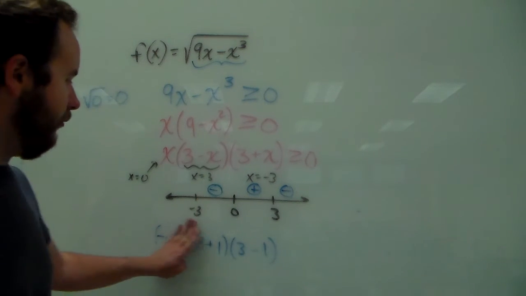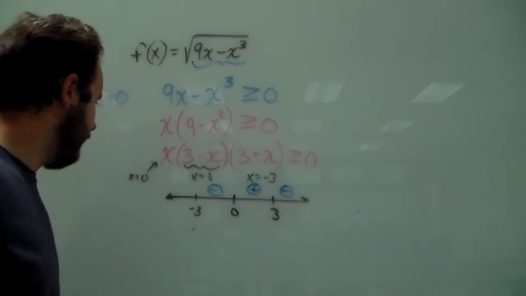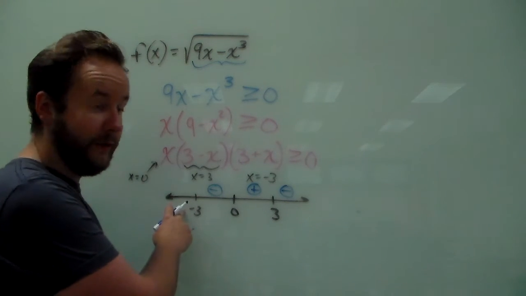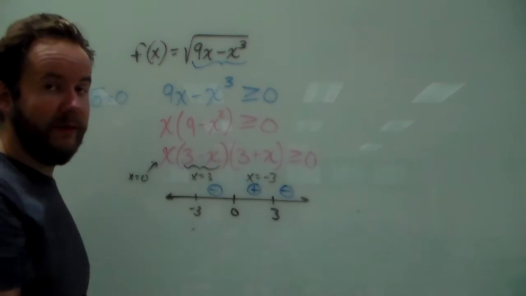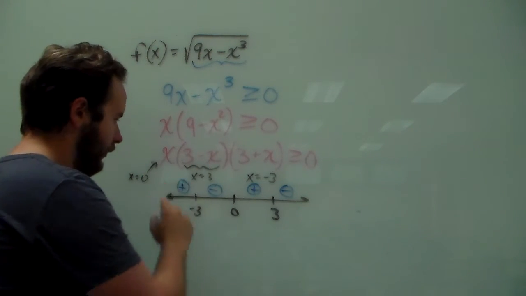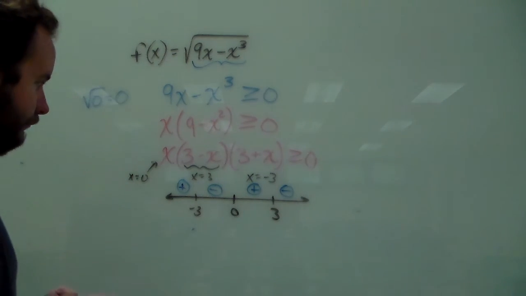And as you can imagine, I'm going to repeat this process one more time. Let's use an eraser instead of my hands like a savage. If I pick, say, negative 4 and plug that in over here, I'm going to get negative, positive, negative, but a negative times a negative makes a positive. So, now, how do I decipher this and make a domain?